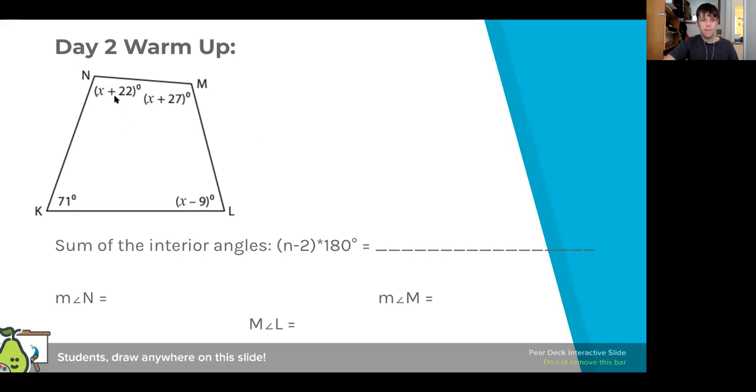So we have a quadrilateral. So 1, 2, 3, 4 sides. We can use our interior angle sum formula here to figure out what the sum will be. 4 minus 2 times 180. That's 2 times 180. So the interior angles here are going to add up to 360. That's true for all quadrilaterals. So that's actually probably something we will memorize eventually.